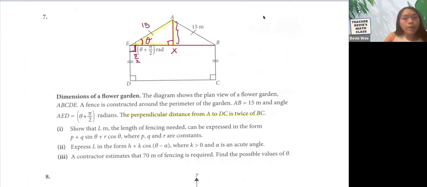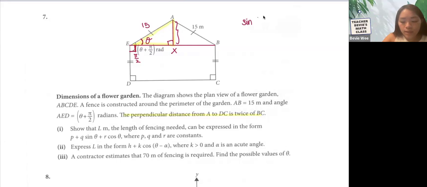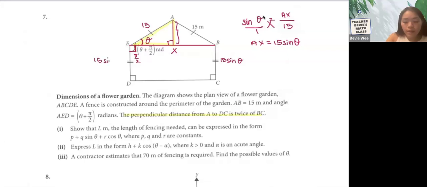Can we find AX? Why not? Zachary, what should I be using? Sine, tangent, or cosine to find AX? Sine. Yes, very good. Opposite over hypotenuse. So sine theta equals opposite over hypotenuse. Cross multiply. I got AX equals 15 sine theta. Hey, we got it. And BC is the same, right? So this is also 15 sine theta, 15 sine theta.